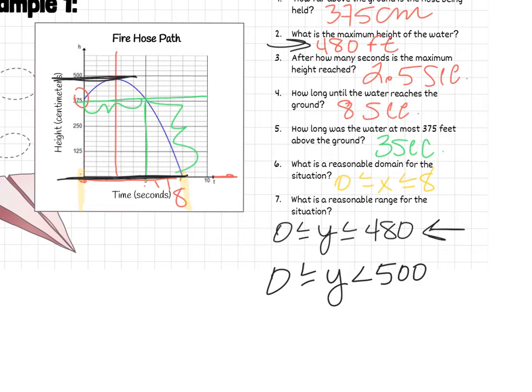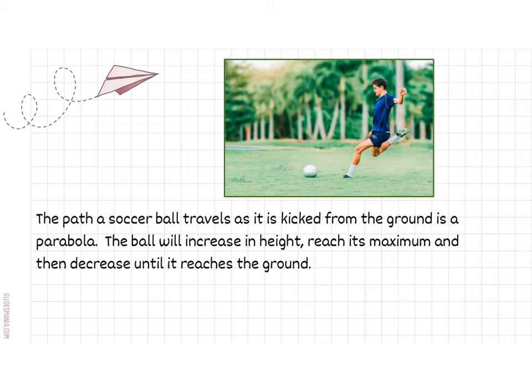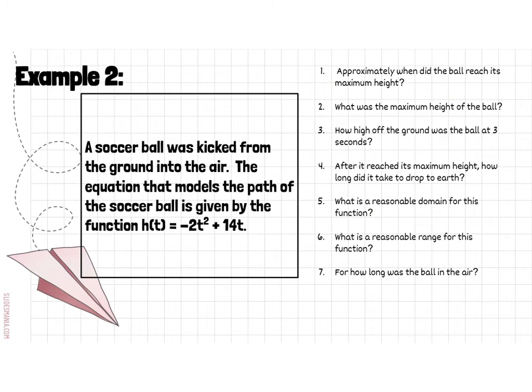Okay, all right, so another example. A soccer ball. The path a soccer ball travels as it's kicked from the ground is also a parabola. It will arc up, reach a maximum point, and then come back down because gravity. Okay, so here is an equation this time instead of a graph. I can answer these questions because I can find things like the y-intercept, the axis of symmetry, which will give me the vertex, which gives me the maximum point. Okay, so I'm going to go ahead and find those, but then I think there is a question in here that I'm going to need to go do my graph.